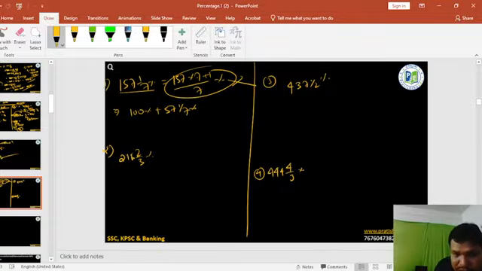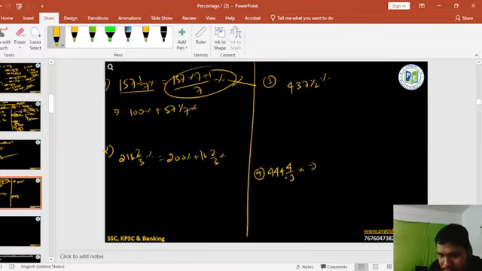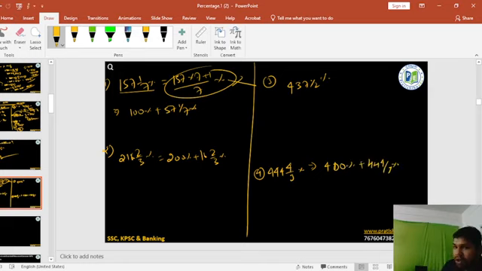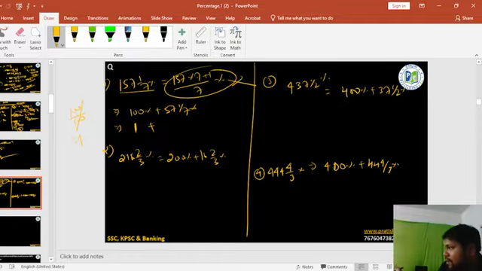If it is 216, I will split it as 200% plus 16 is to 2 by 3%. If it is 444, then I will write it as 400 plus 44 is to 4 by 9%. Or if it is 437, I will write it down 400 plus 37 is to 1 by 2%. Now 100% is how much? Number 1, correct. 100% is 1. How? 100 by 100. That is 1.